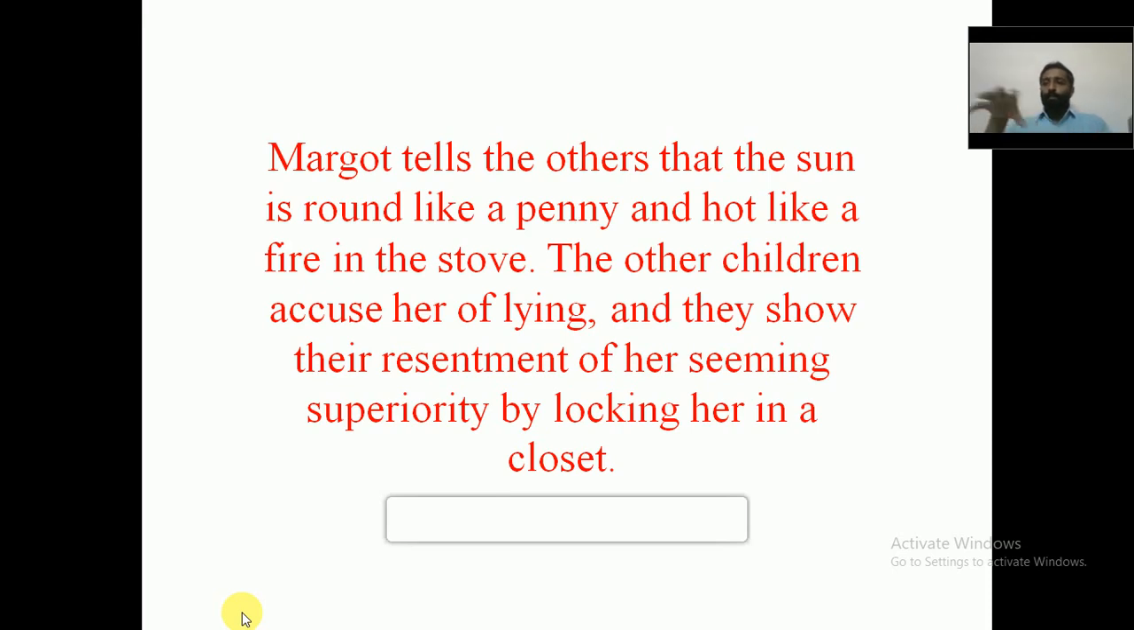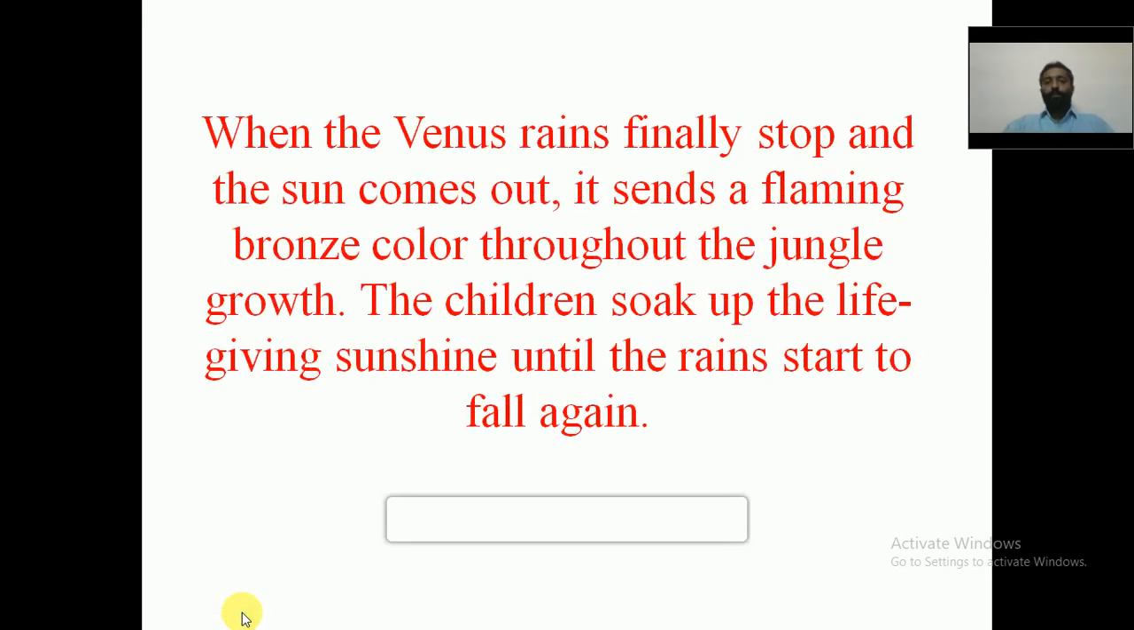So what happens after that? When the Venus rains finally stop and the sun comes out, it sends a flaming bronze color throughout the jungle growth. The children soak up the life-giving sunshine until the rain starts to fall again. So when the sun appeared, what happened? Margaret was in the closet.